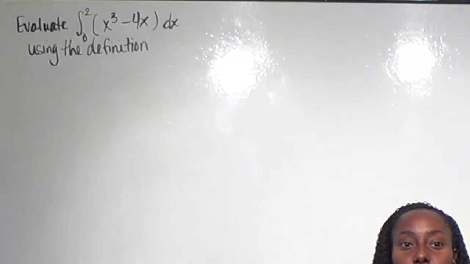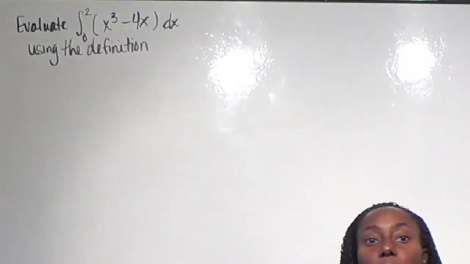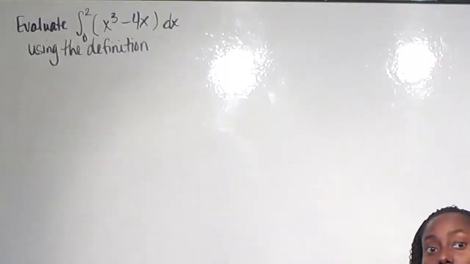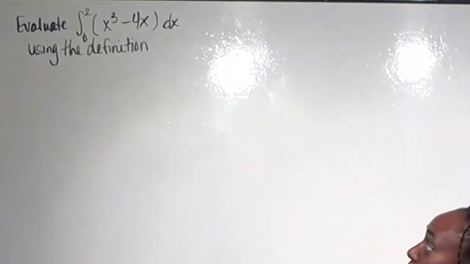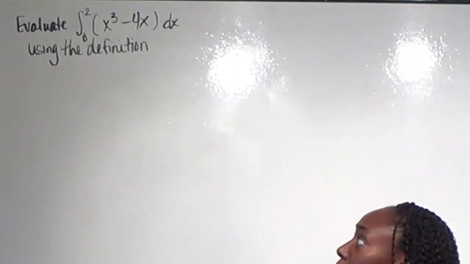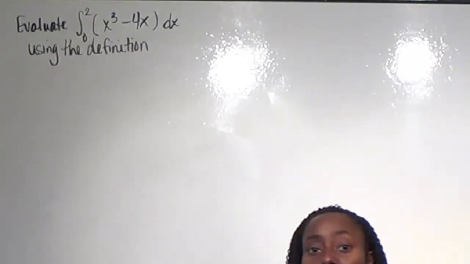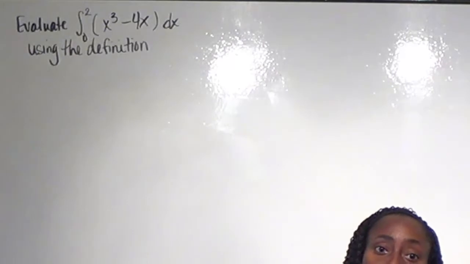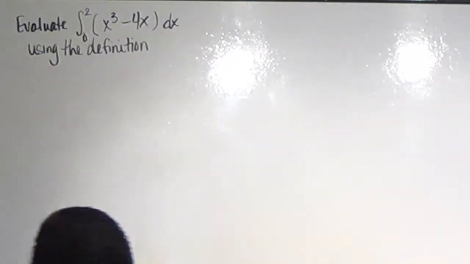In this next example, we're going to look at using that limit definition to find the area or the value for the definite integral. So in this example, we've got the integral from 0 to 2 of x cubed minus 4x dx, and we want to use the definition to evaluate it. Again, what that means is the first thing I need to figure out is what is my delta x, what is my x sub i, and what is my f of x sub i.